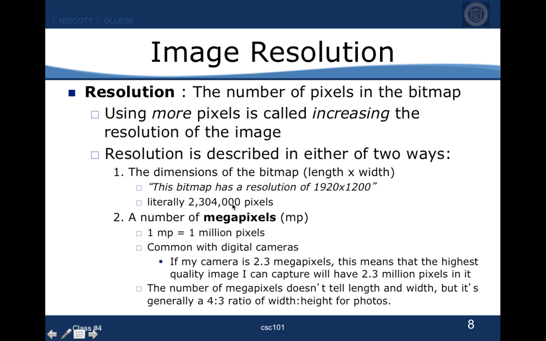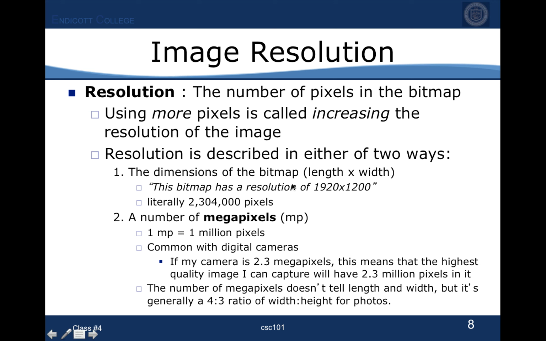Okay, I did the math here. In total, you know basic geometry, the length times width tells you the area. So if you have 1920 down one side and 1200 on the other, if you multiply, which apparently gives you about 2.3 million pixels, that's how many total pixels there would be in this image.